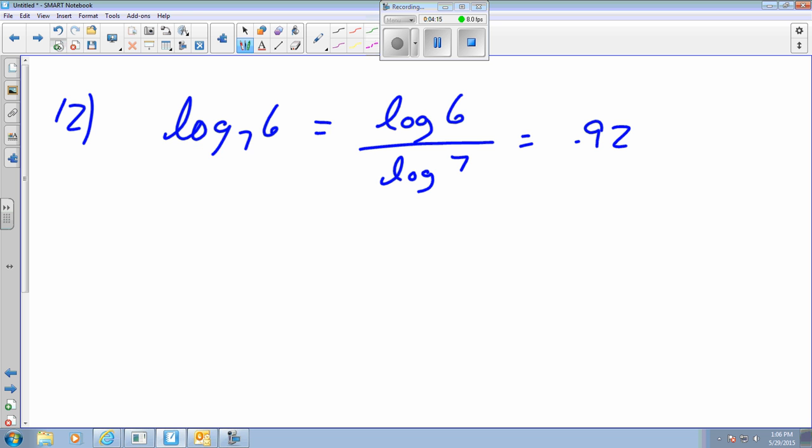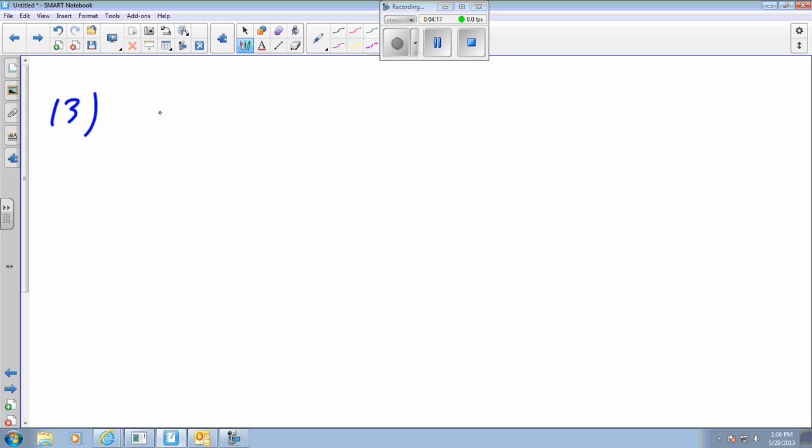Number 13. Write the equation in logarithmic form of 3 to the x equals 19. In logarithmic form, we would know that this would be log base 3 of 19 equals x. And it just says to write it as a logarithm, doesn't say to solve it. If it did ask me to solve it, I could, using my change of base formula.